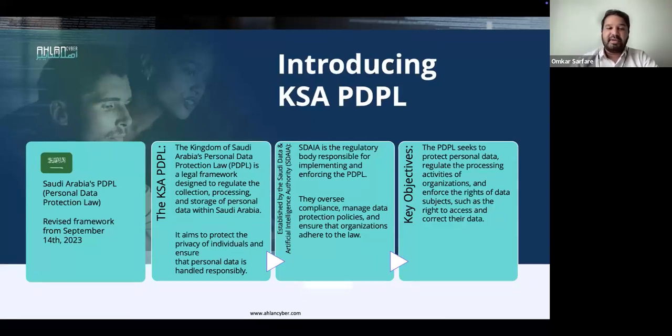So in short, KSA PDPL is both a protective shield for individuals and a guiding principle for organizations. It fosters trust, clarifies obligations, and paves the way for the growth of secure, privacy-centric digital environments in Saudi Arabia.